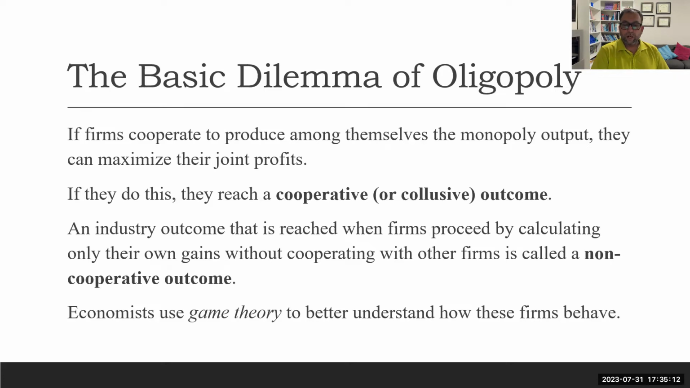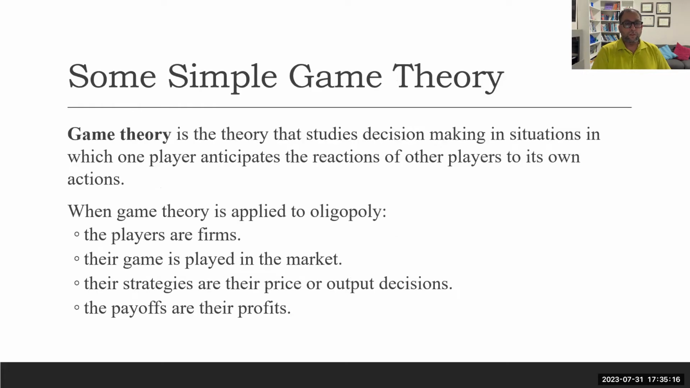So economists use game theory to better understand how these firms behave. Now, what is game theory? As I mentioned, it is a theory that studies decision-making in a situation in which one player anticipates the reaction of other players to its own action. So you anticipate your opponent's reaction to your action. If I go for this, what reaction is going to be in the best interest of my opponent? When game theory is applied to oligopoly, the players are firms. The game is played in the market, the strategies are their prices or output decisions, and the payoffs are their profit. So like any other game, we have players, we have a field which is the market, we have strategies, and then there are payoffs.